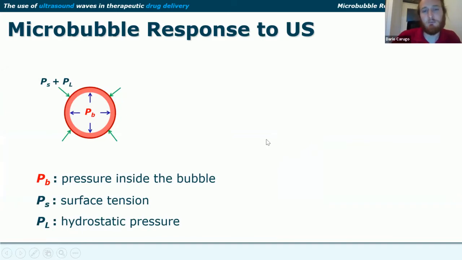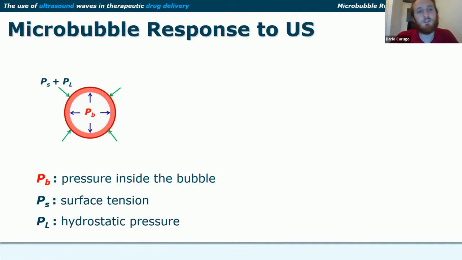So now that we've loaded the microbubble with a drug, we should think about how microbubbles can respond to an ultrasound wave, or vice versa. How can we use ultrasound to activate those microbubbles? In order for a microbubble to be able to expand, the pressure within the bubble should overcome the surface tension, which holds the microbubble together, as well as the hydrostatic pressure of the surrounding liquid.